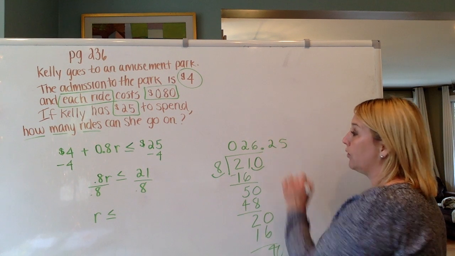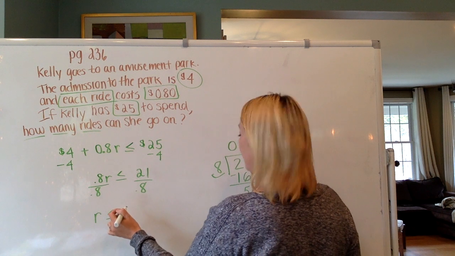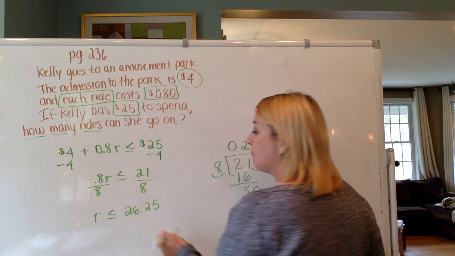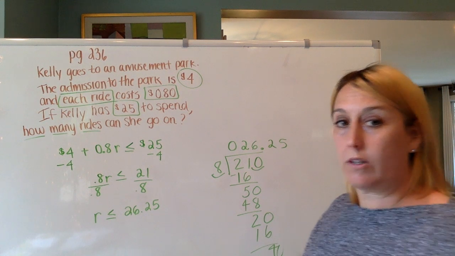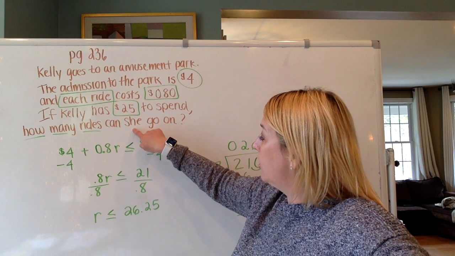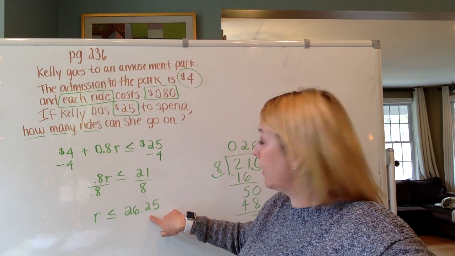All right, so you end up getting that R has to be less than or equal to 26.25. But this is where common sense needs to come into your answer. How many rides can she go on? Well, she can't go on a quarter of a ride, right?